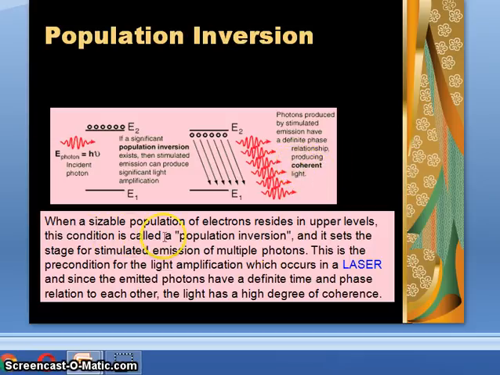When a sizable population of electrons resides in upper levels, this condition is called a population inversion, and it sets the stage for stimulated emission of multiple photons. This is the precondition for the light amplification which occurs in a laser, and since the emitted photons have a definite time and phase relation to each other, the light has a high degree of coherence.